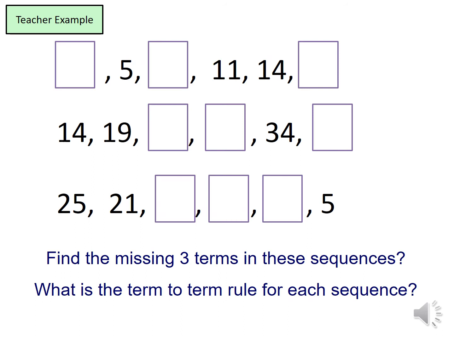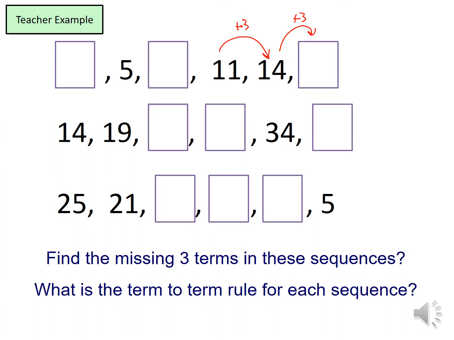Okay, so in this example we need to find the missing 3 terms in these sequences, and we need to find out what is the term-to-term rule for each of these sequences. So how do we do it? Let's have a go at it. If we look at the first set of numbers, we have 3 missing numbers. What is the difference between 11 and 14? It is plus 3. So how do we find the term after 14? It's quite simple. 14 plus 3 will give me 17. I'm not going to write it down, but we add 3 here to give me the next term.